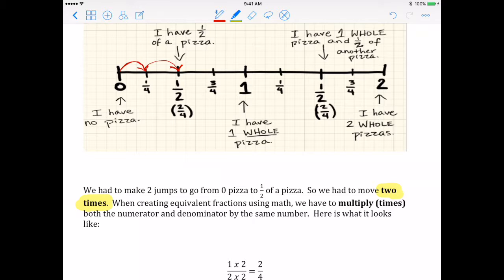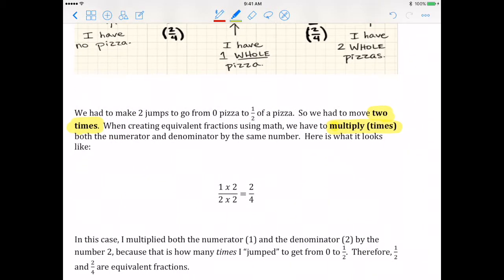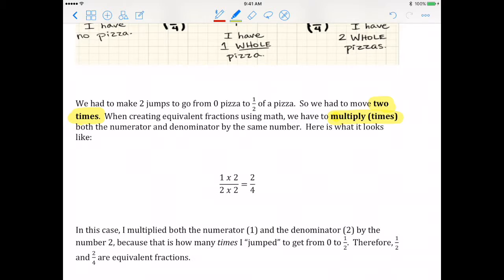When creating equivalent fractions using math, we have to multiply both the numerator and denominator by the same number. And here's what it looks like. Switch back over to black, you have your fraction, 1/2. You're multiplying your numerator times 2, and you're multiplying your denominator times 2.